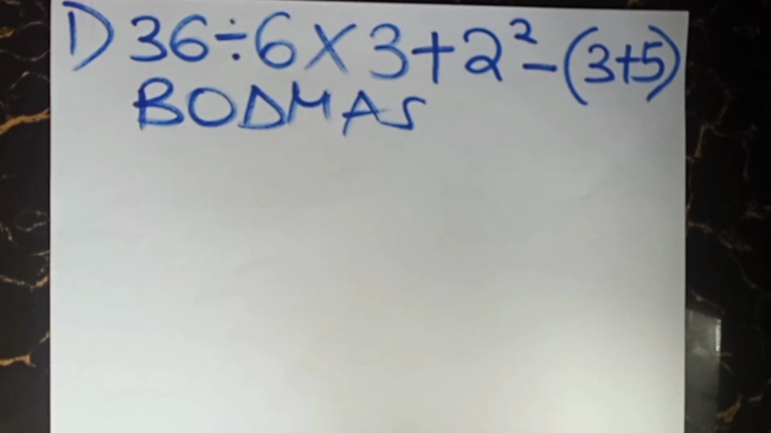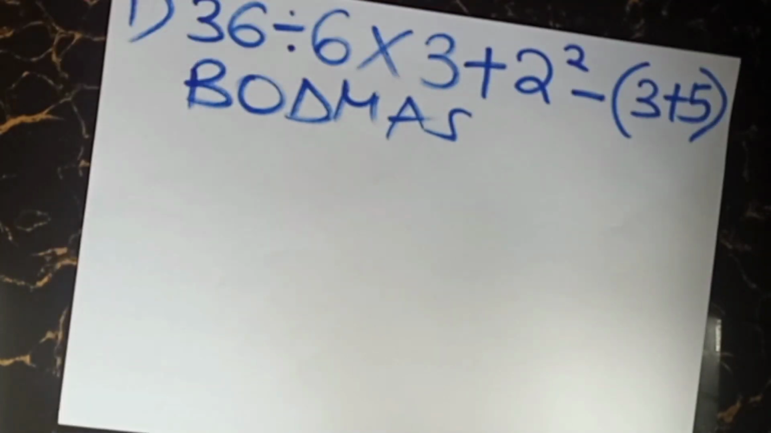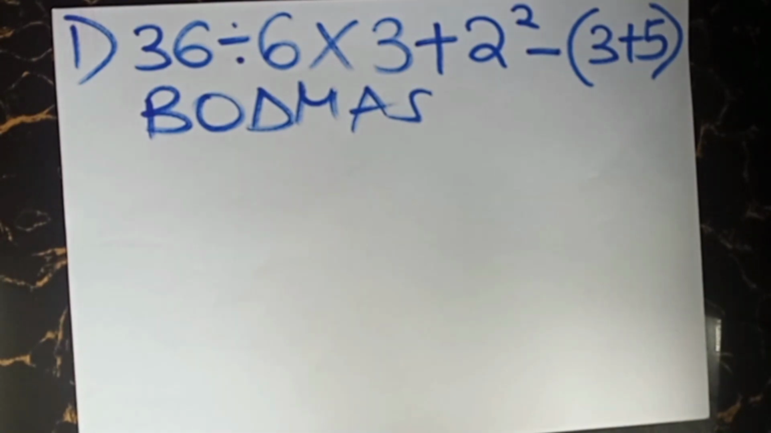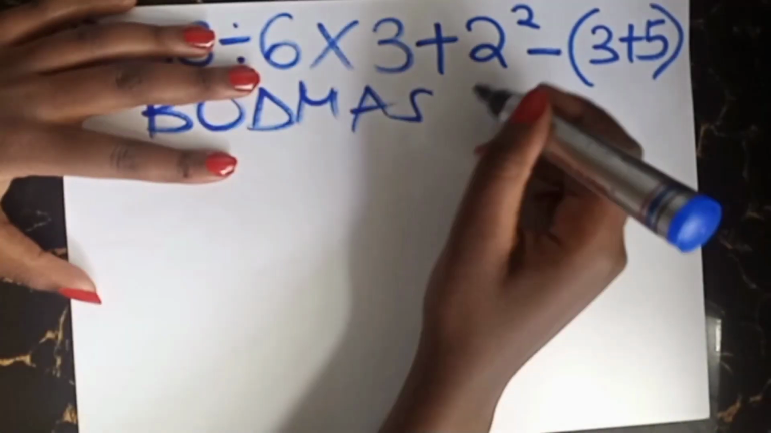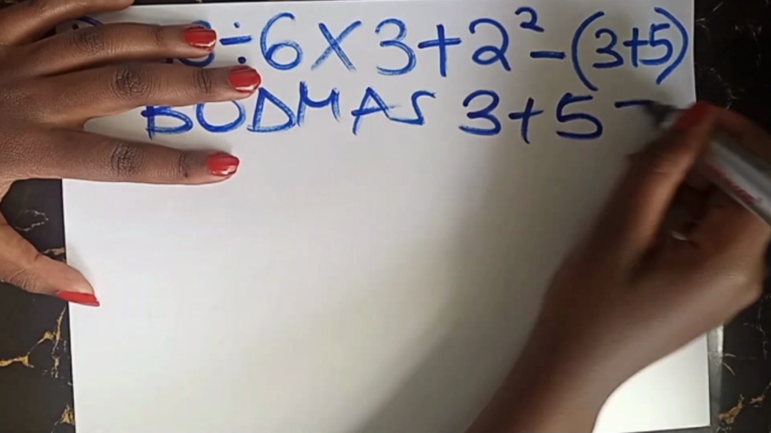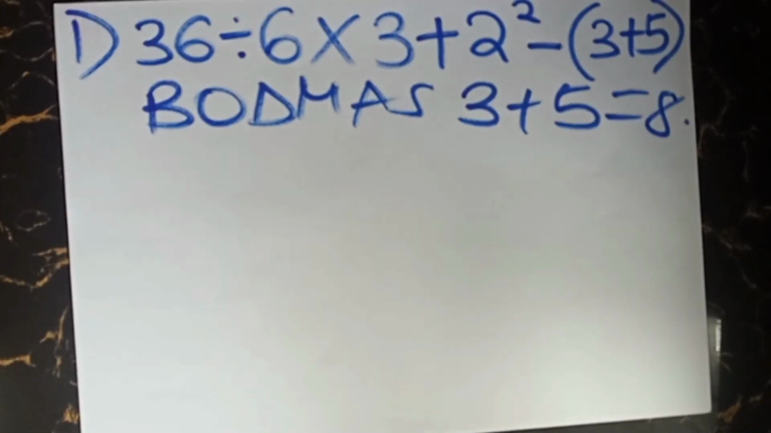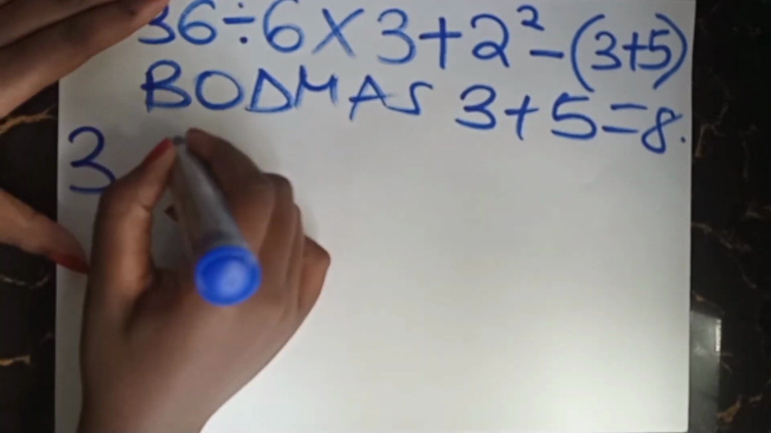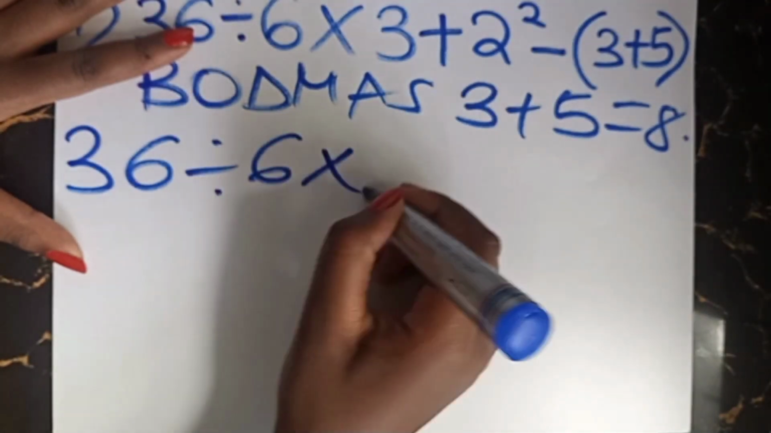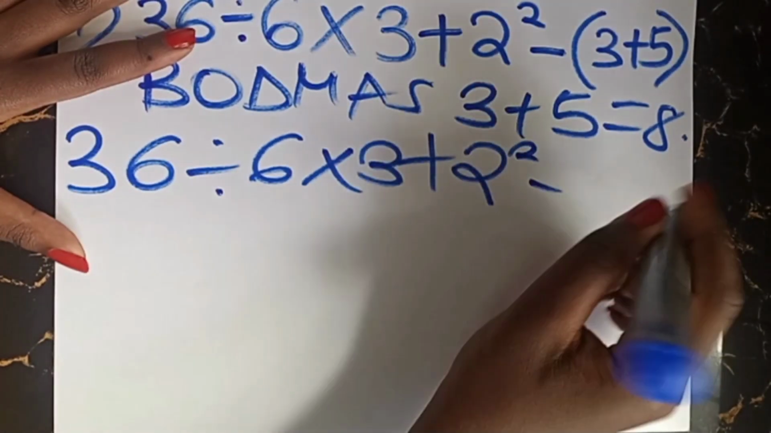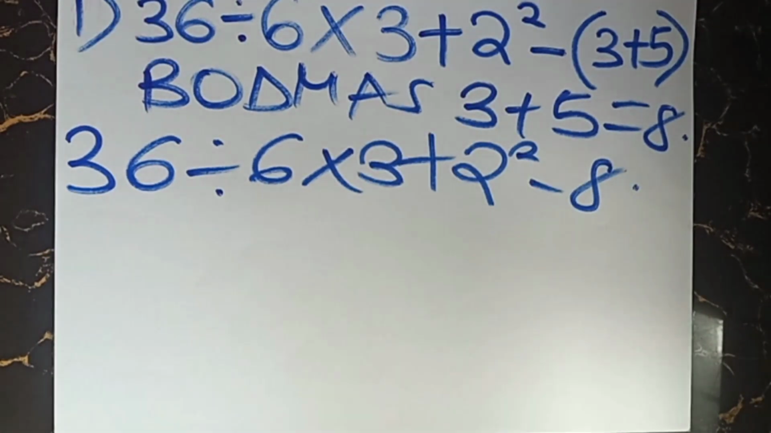BODMAS dictates that we start by removing the brackets. What is in the brackets? 3 plus 5, and you know that 3 plus 5 is 8. So we'll now rewrite the whole question and replace the bracket with 8. We have 36 divided by 6 times 3 plus 2 squared minus 8. Are we together?